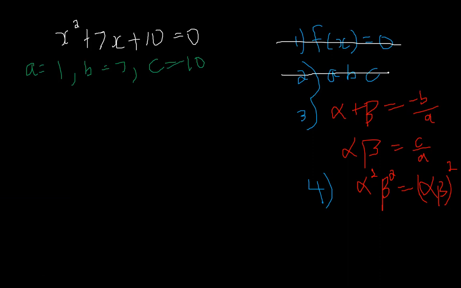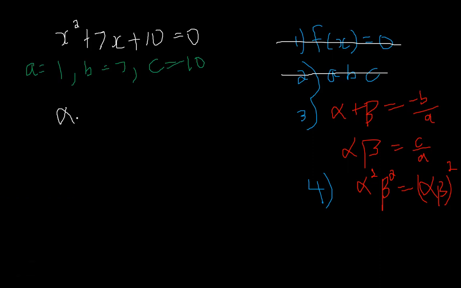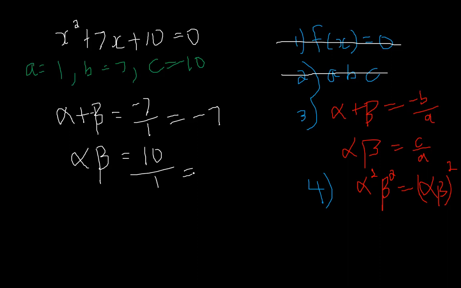Third step: alpha plus beta is equal to minus B over A. So what would I write here for alpha plus beta? Minus 7 over 1, which is minus 7. And alpha beta is C over A. In this case, what would I write? 10 over 1, which is 10.